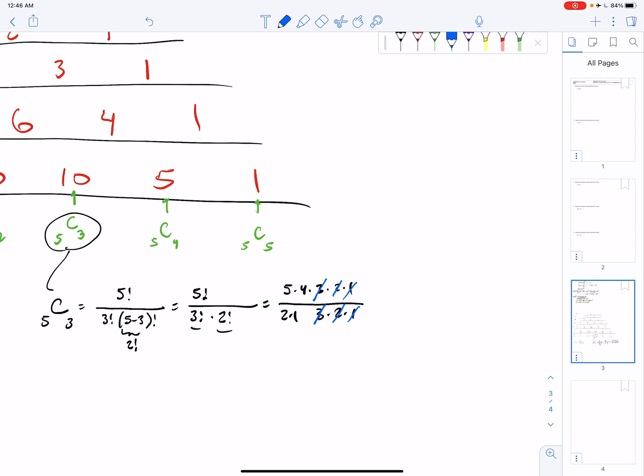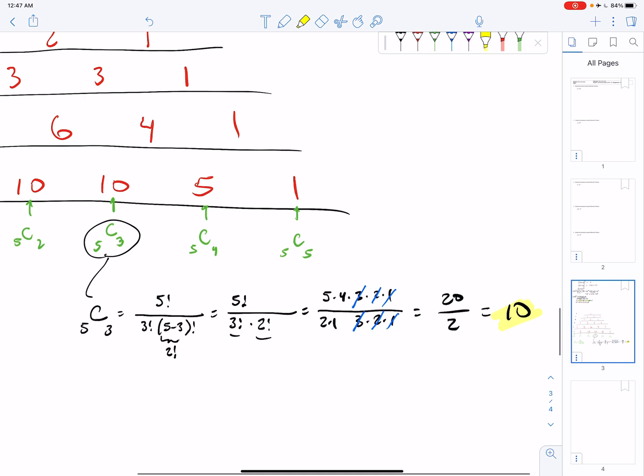And of course, you can reduce the 2 and the 4 also. But you could also just say up top, 5 times 4 is 20, and 2 times 1 is 2, and 20 divided by 2 is 10. And wow, look at that. We got 10 using the formula for combinations, which is the same as using Pascal's triangle.